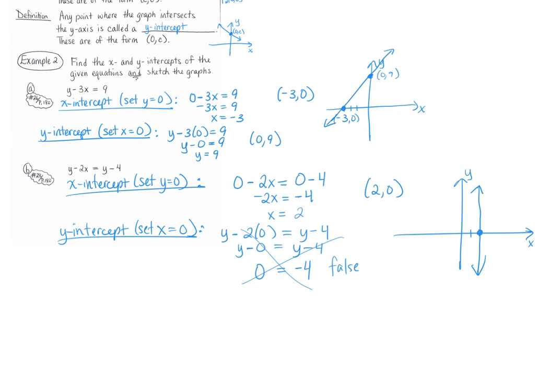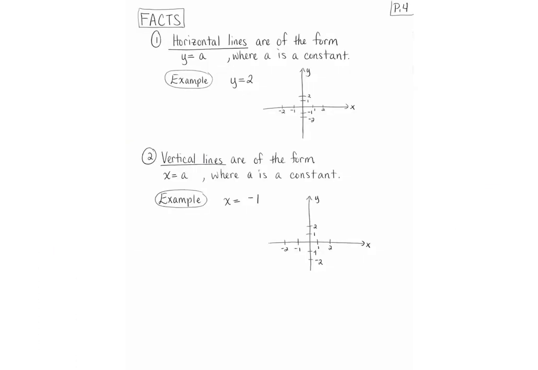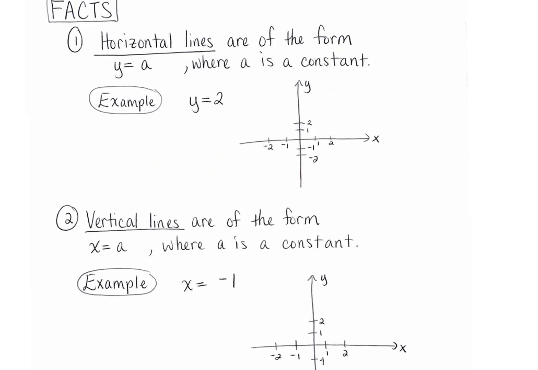So I've incorporated this in our examples, but we need to formally define what a horizontal line looks like and what a vertical line looks like. So let's do that on the next page. But we've already incorporated that through our examples. Okay? Horizontal lines are of the form y equals a, where a is a constant. So for example, if you have y equals 2, the graph is what type of line? Horizontal line going through y equals 2.